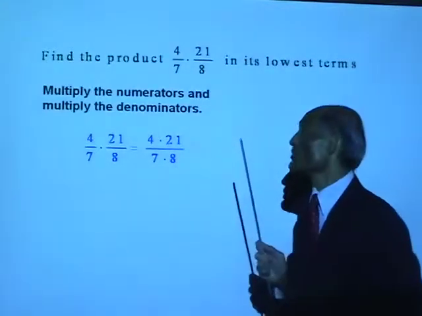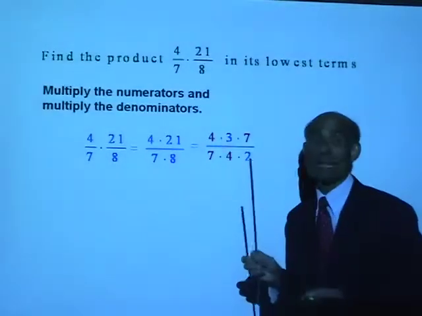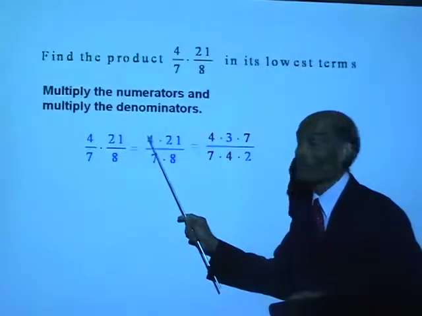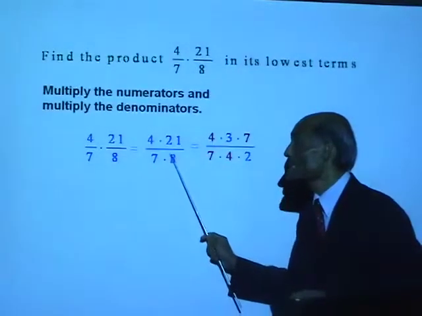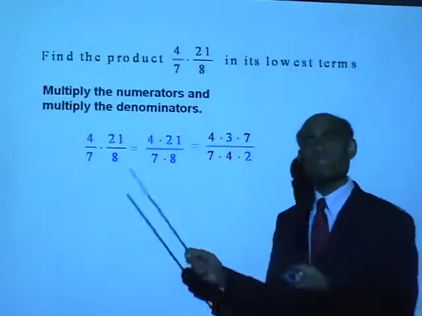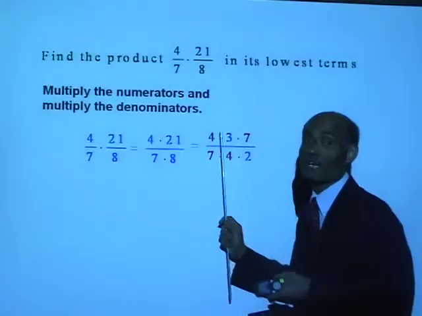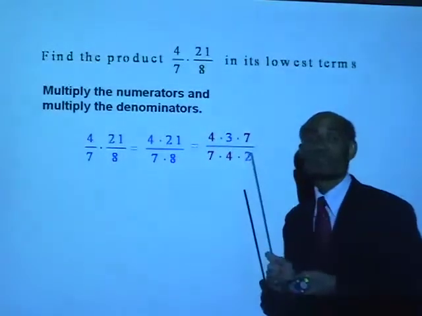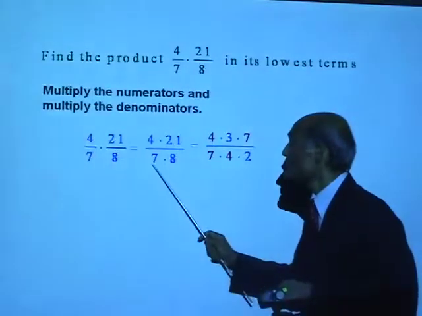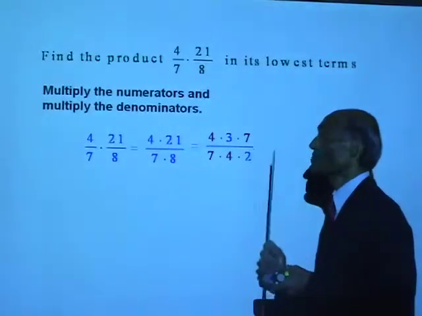Now, what do we do now? Factor the numerator and denominator. I'm going to leave the 4 as it is. You know why? Because I know on the denominator 8 contains a 4. So to make it easy, leave that 4. But 21 can be factored as 3 times 7. Is that right? Yes. And on the denominator 7 stays and 8 can be factored as 4 times 2.